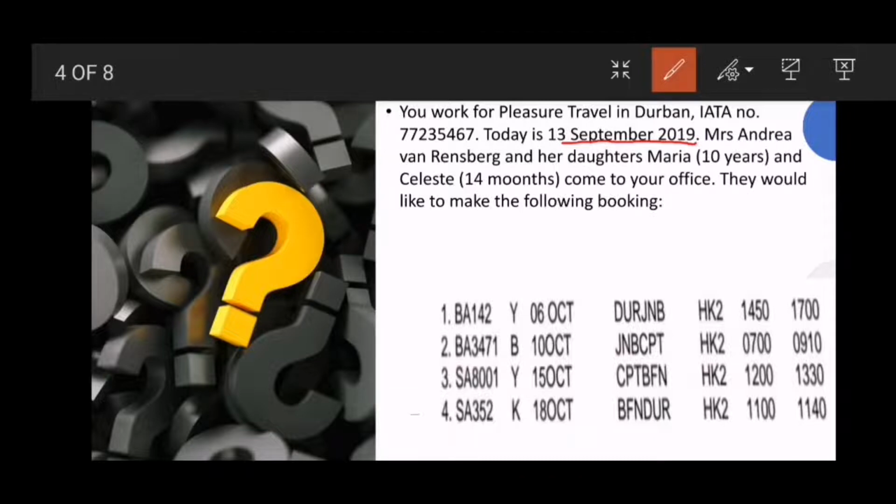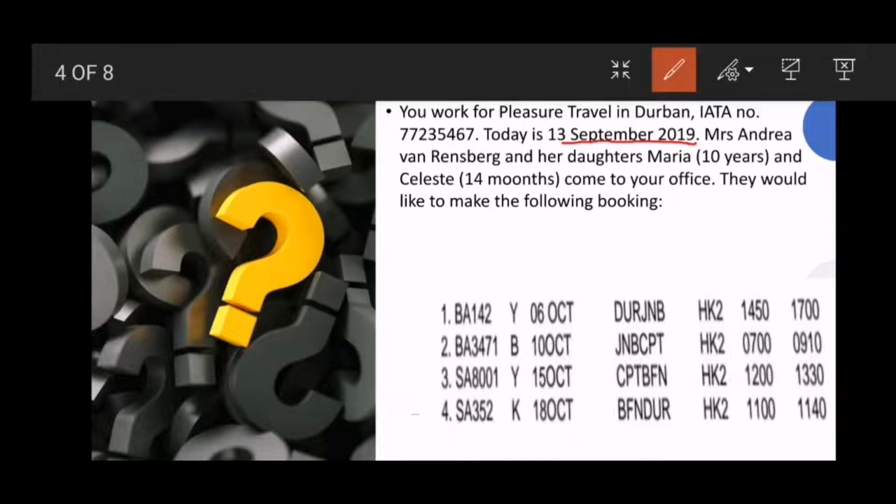So they come into your office and they would like to make the following booking. If there's anything else you will need to add, say you need to calculate travel insurance or car hire, they will give you that information in the scenario. For now, they just said these people came into your office. There are three of them, and they need you to do a fare calculation on the route going Durban to Johannesburg, Johannesburg to Cape Town, Cape Town to Bloemfontein, Bloemfontein to Durban again.